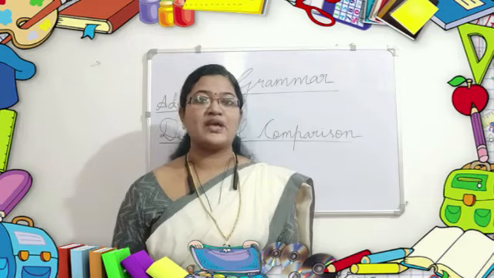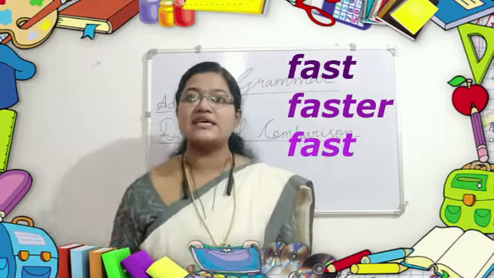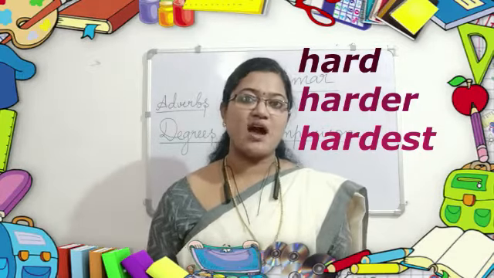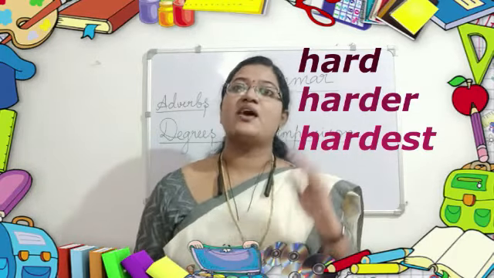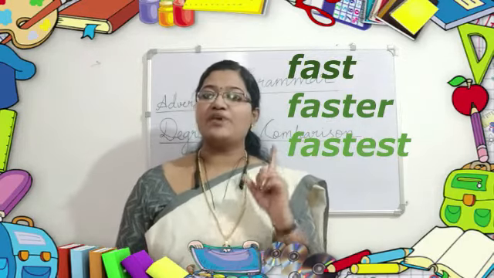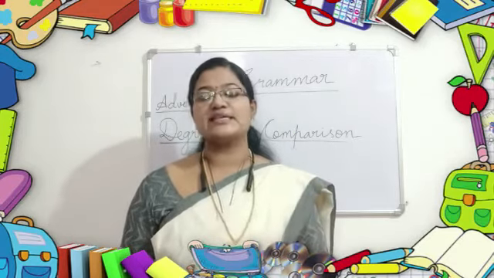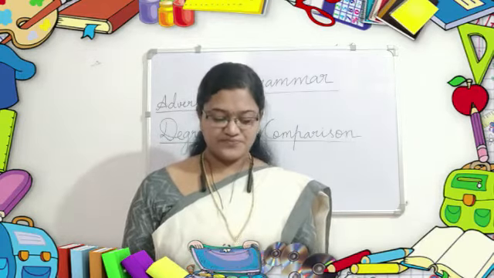Fastly, fastlier, fastliest, there is no word. Fast, faster, fastest. Alright children? Hard, harder, hardest. It is not hardly here, there is no ly, it is just hard only. Okay? The word is hard. Hard, harder, hardest. Fast, faster, fastest. Are you all clear with this? Yes. When we don't use ly or ILY for the adverbs, in the degrees of comparison, we will be using ER and EST. Second rule.